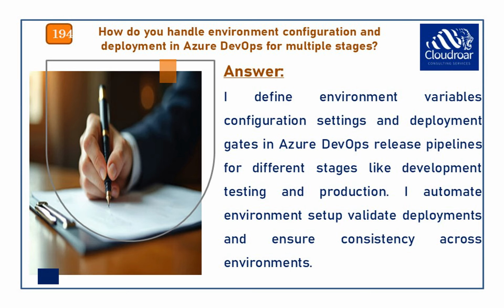Question 194. How do you handle environment configuration and deployment in Azure DevOps for multiple stages? I define environment variables, configuration settings, and deployment gates in Azure DevOps release pipelines for different stages like development, testing, and production. I automate environment setup, validate deployments, and ensure consistency across environments.